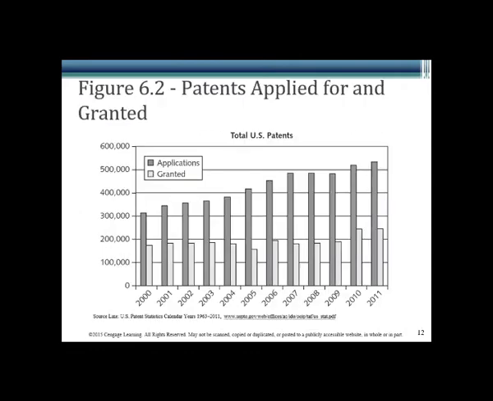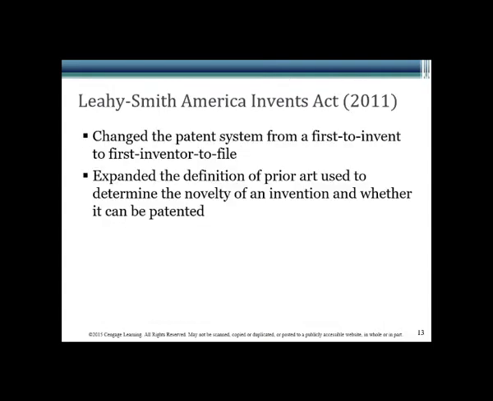Figure 6-2 shows the number of patents applied for and granted in recent years. The Leahy-Smith America Invents Act represents a major change in U.S. patent law. Under this law, which was passed in 2011, the U.S. patent system changed from a first to invent to a first inventor to file system effective March 16, 2013.